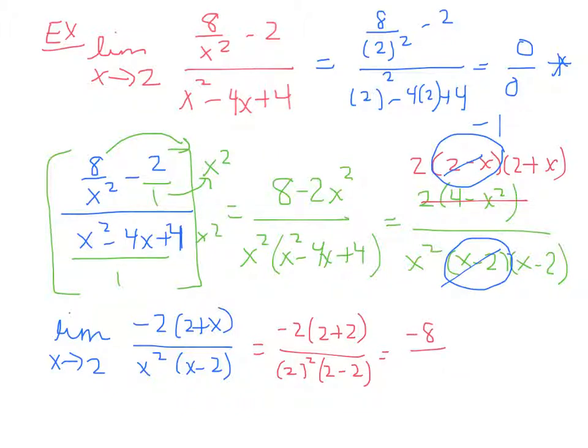Uh-oh, 2 take away 2 is 0. 0 times anything, I don't care that that's 4, 0 times anything is 0. You can't divide by 0. This limit does not exist. Hopefully you'll be able to follow through that even with my slight little messing around with that middle part. You can still figure out the problem.